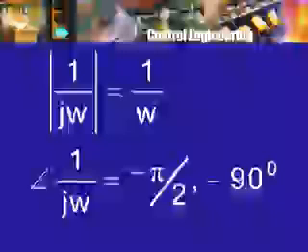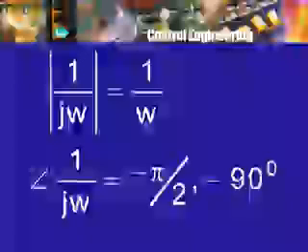What is the modulus of this? What is the modulus of 1 by j omega? It is 1 by omega. So, when omega is increased, the modulus is going to become small. It is going to become a number approaching 0. But what about the argument of 1 by j omega?